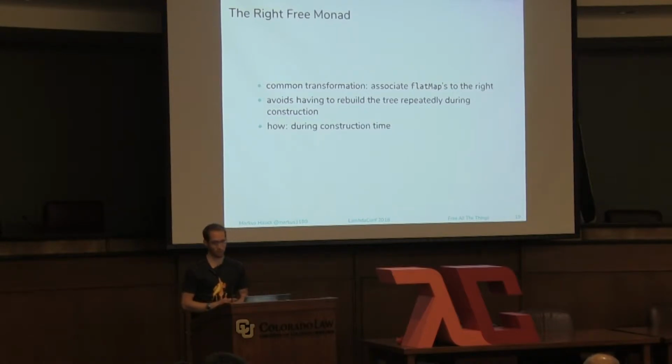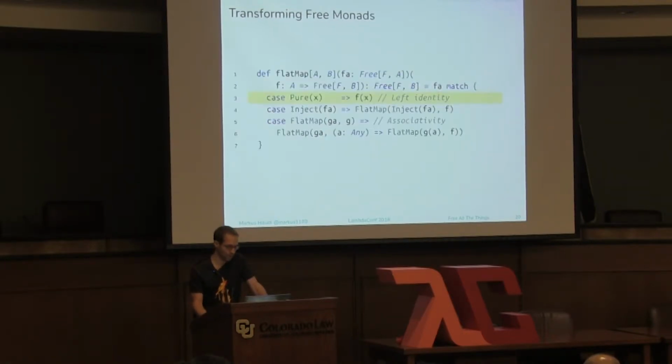So let's get back to our free monad. One common transformation, at least in Scala, is to associate all of the flatMaps to the right, because this avoids having to rebuild the tree repeatedly. And how are we doing this? Well, we can do it during construction time. So in theory, it's still possible to construct invalid trees, but we hide it by changing our free monad instance. So users should never be able to construct the tree by hand.